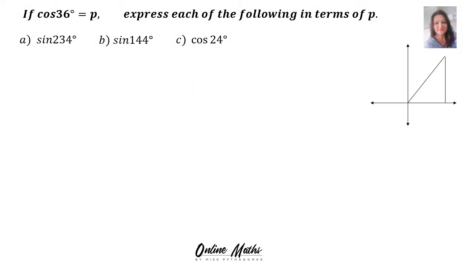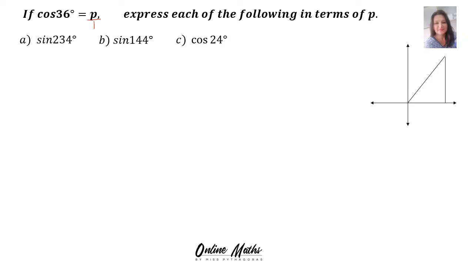If cos 36 is equal to p, express each of the following in terms of p. Now, this is a very important sum, and you will do this one with the help of a sketch. On the right hand side there, I drew in this help sketch for you. No one will tell you you have to do it. I'm teaching you. So you start with cos 36 is equal to p, and since there's nothing as the denominator, you put it over an invisible 1.